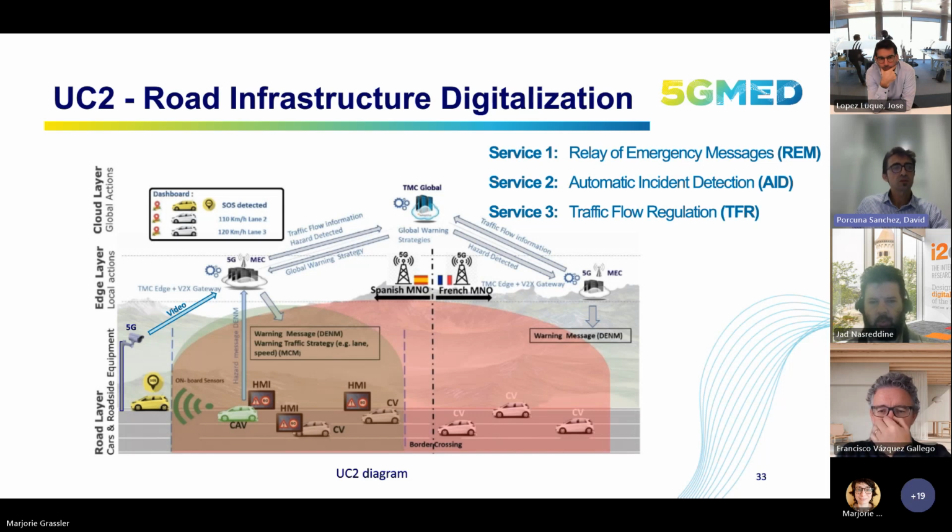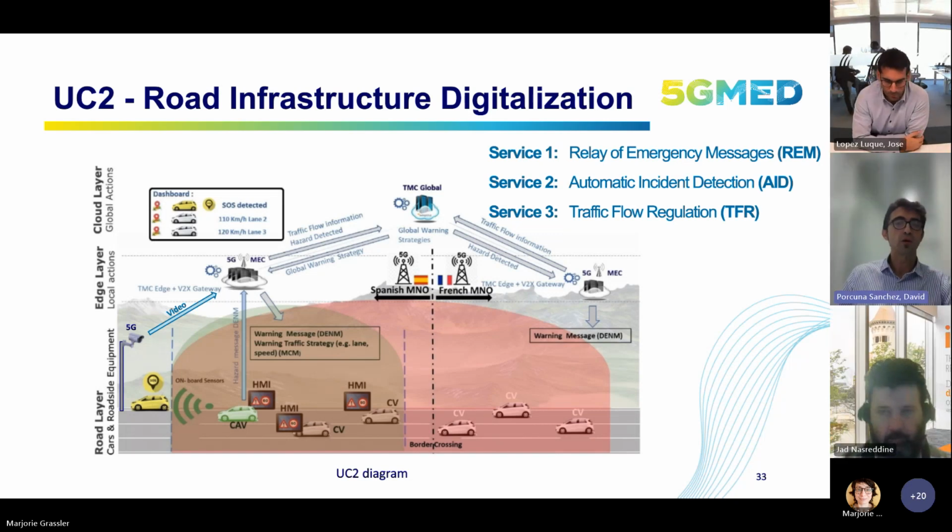The information of the obstacle is then sent to a local traffic management center, the TMC Edge, at the next server of the 5G network. Then this TMC Edge automatically sends a warning message and traffic recommendations to the connected cars approaching, even to those about to cross the border. The second service, automatic incident detection, is quite similar, but here the obstacle detection is made using video cameras placed along the road instead of cameras inside the vehicles.